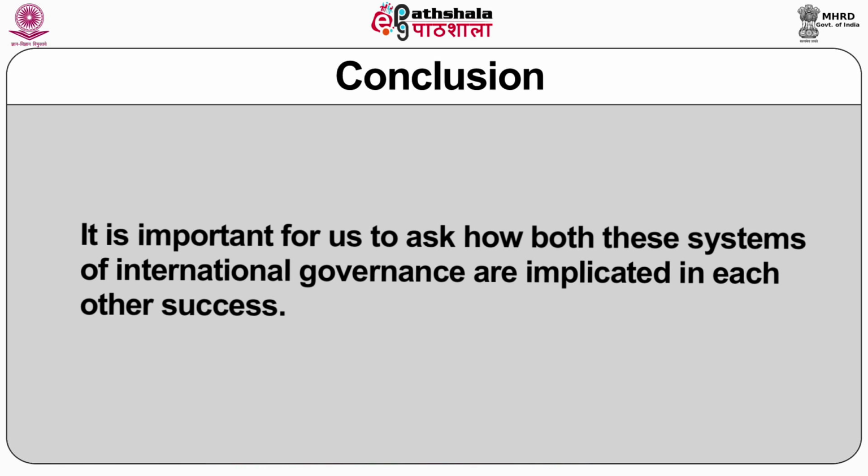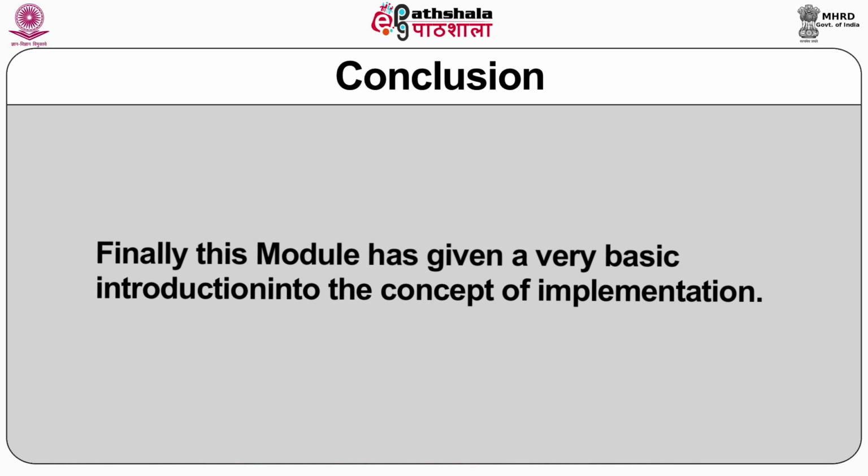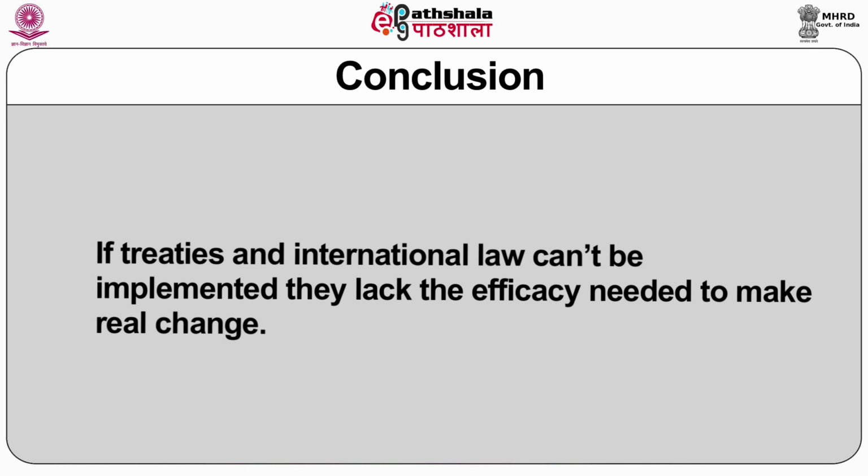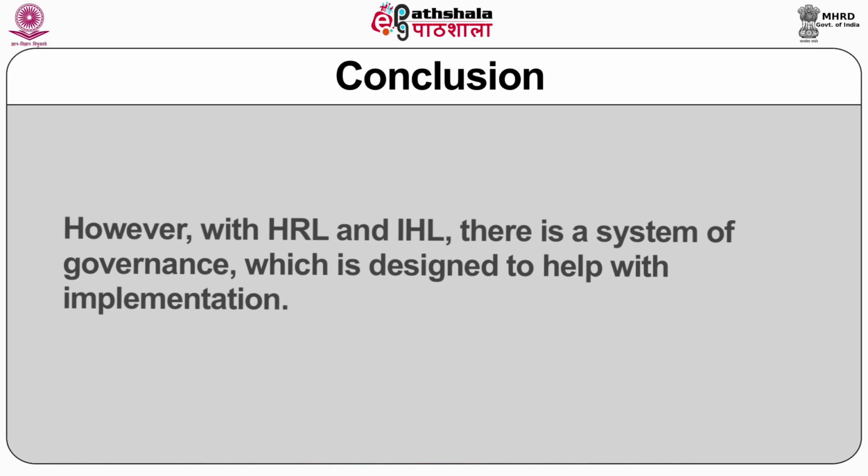Therefore, it is important for us to ask how these systems of public international law and international global governance are implicated in each other's success. Finally, I hope this module has given all of us a very basic introduction to the concept of implementing international human rights and humanitarian law in the middle of their interactions. Treaties and international law can't be implemented because of the lack of efficiency or efficacy needed to make real change; however, with HRL and IHL, there is a system of governance which is designed to help with implementation.